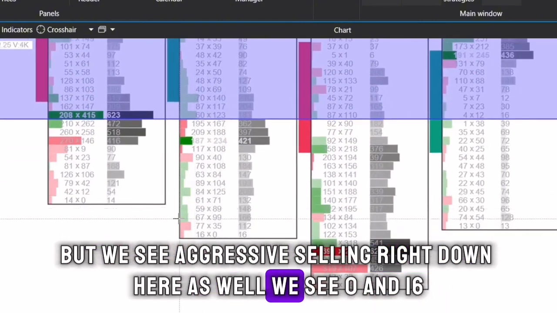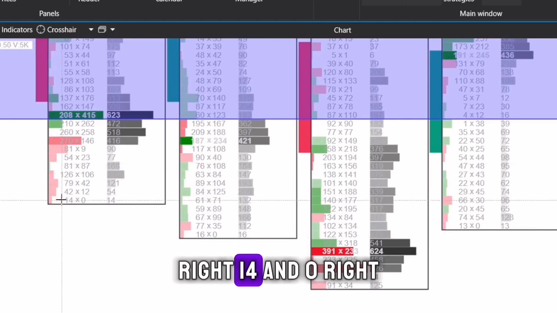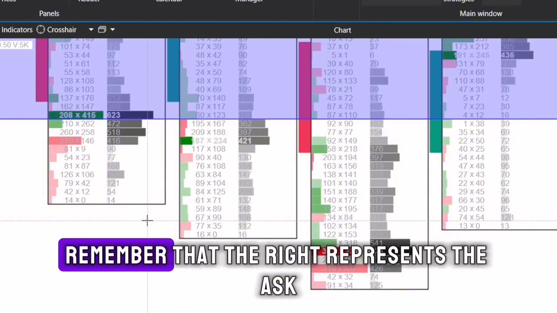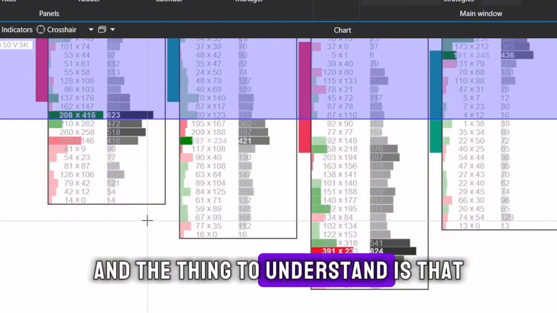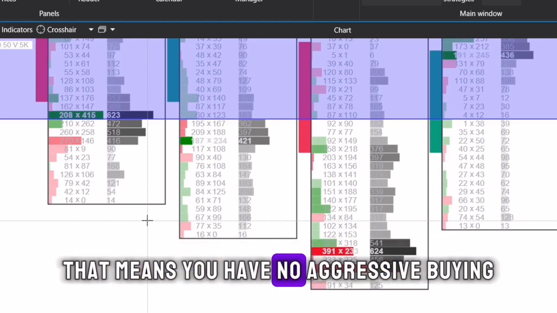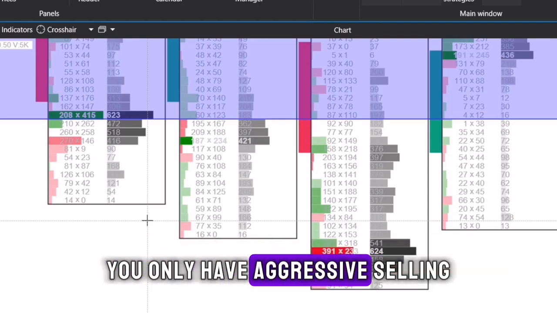Down here as well, we see 0 and 16, right? 14 and 0, right? So when we see a 0, the right represents the ask. Remember that. The right represents the ask. And the thing to understand is that when you have 0 market participants hitting the ask, that means you have no aggressive buying. You only have aggressive selling.